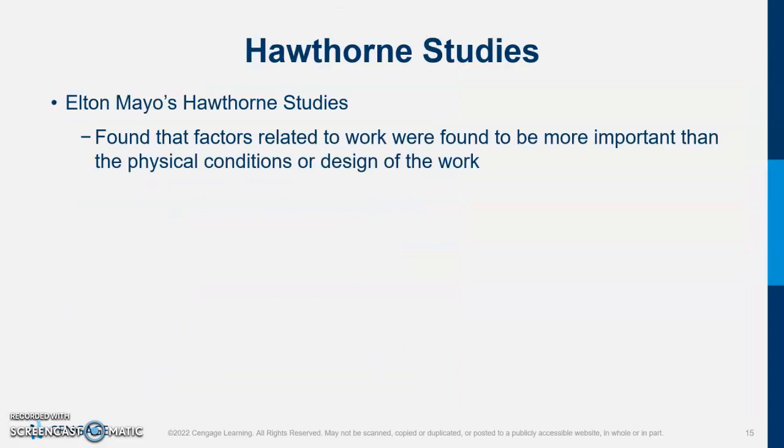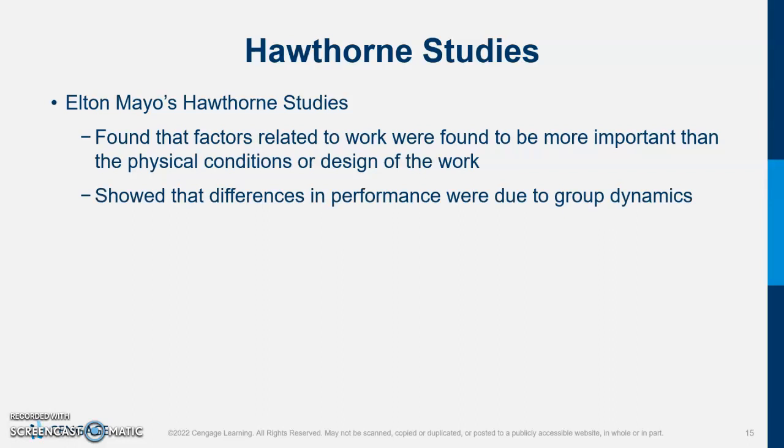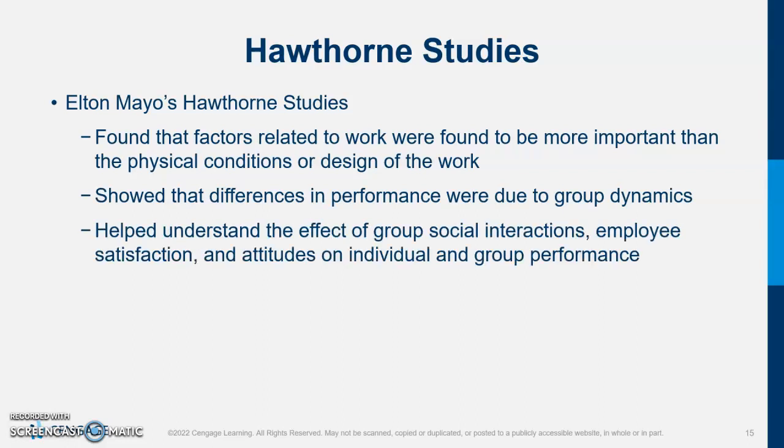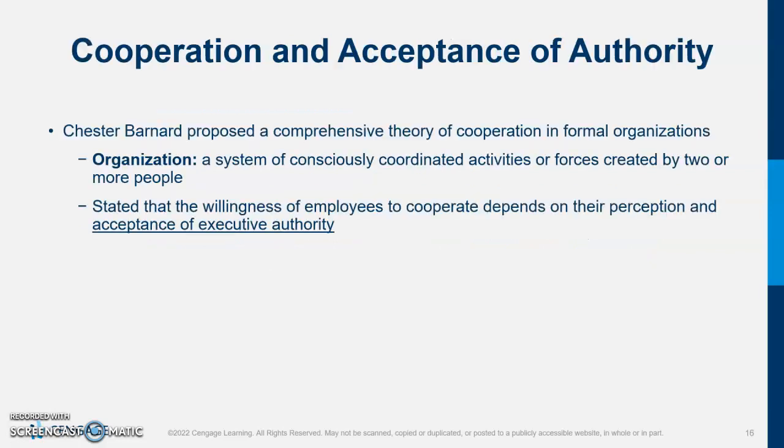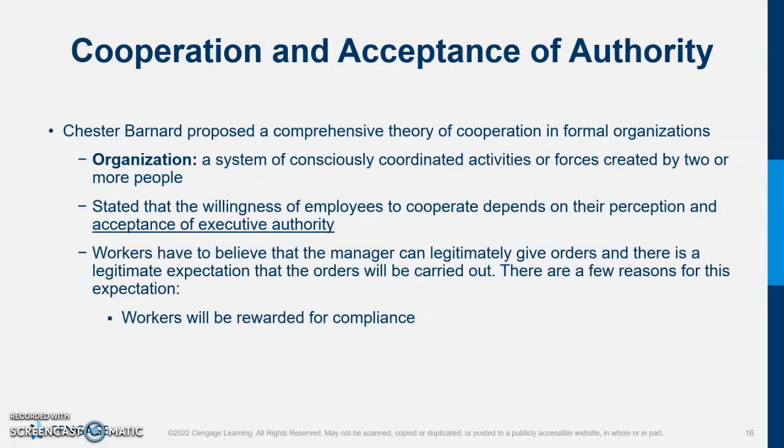So his studies found that factors related to work were more important than the physical conditions, and showed that performance was impacted by group dynamics and group social interactions, employee satisfaction, and attitudes on individual and group performance. Next, we'll look at the cooperation of and acceptance of authority, which was proposed by Chester Barnard.